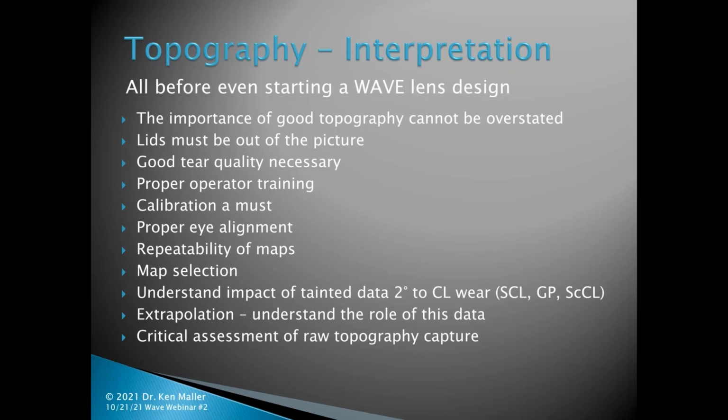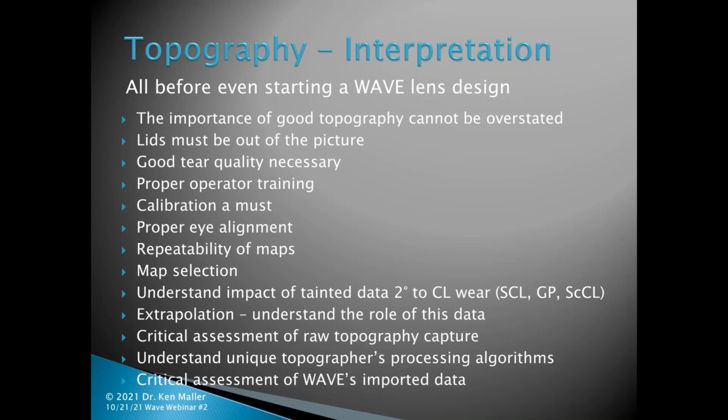Critically assess the raw topography capture and decide if you've really captured good, reliable, accurate data. Understand your unique topographer's processing algorithms and how that is going to massage the raw data into something slightly different, so that when WAVE sees this, it is going to be slightly different data than the raw data that the cornea actually gave to the topographer. And then critically assess WAVE's interpretation of all this data, because by the time it gets to WAVE, it can be significantly different from the way it was when it was raw data.